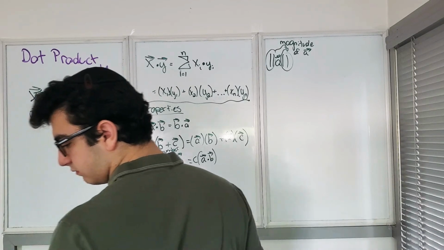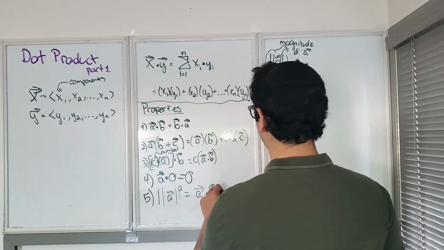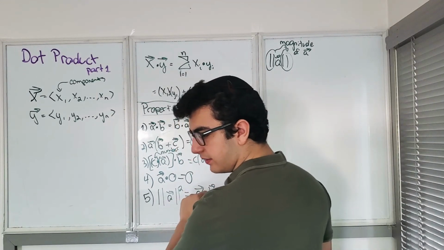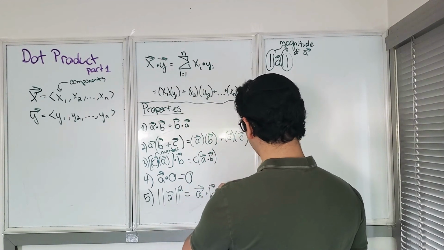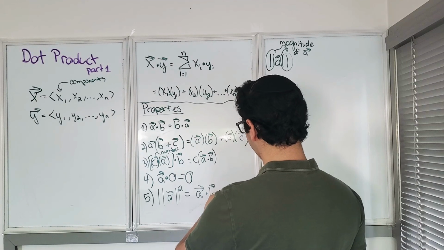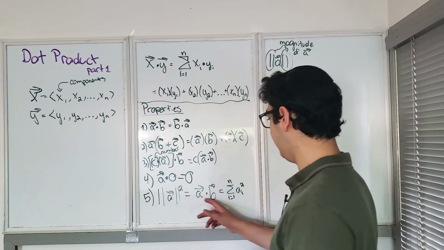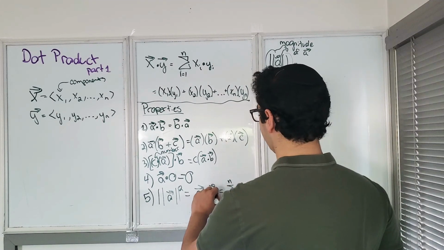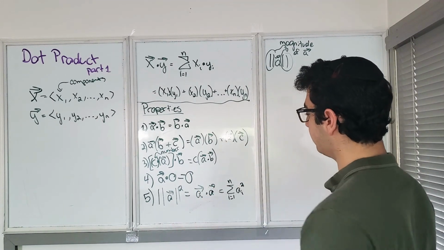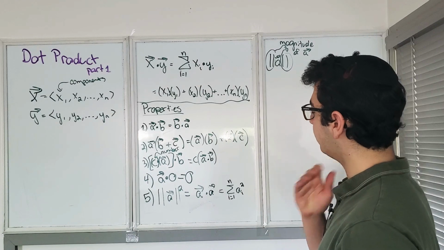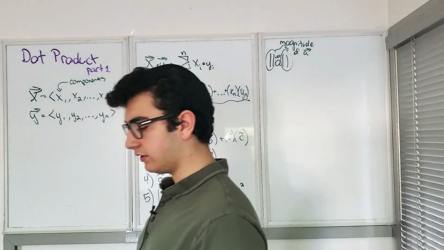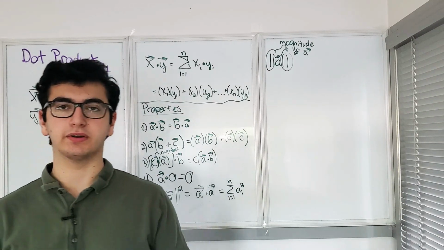And you can rewrite that as the summation of ai squared from i equals 1 to n. Oh, I don't know why I put a B there, sorry. So the magnitude squared is equal to the dot product of the vector with itself, which is equal to the summation of the squares of that vector's components. And that, I believe, is where we're going to leave off today.